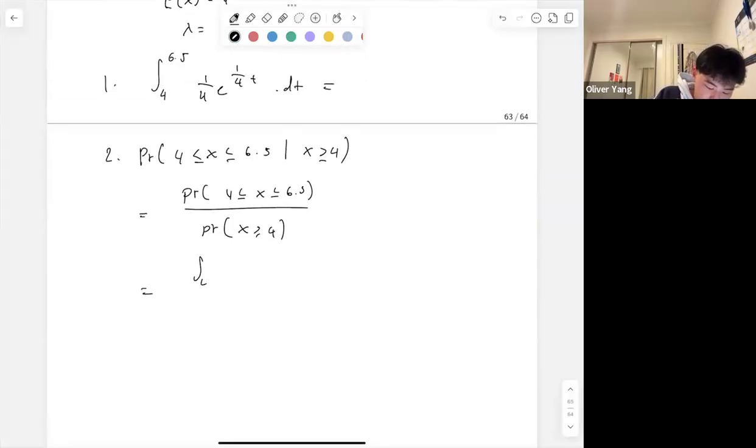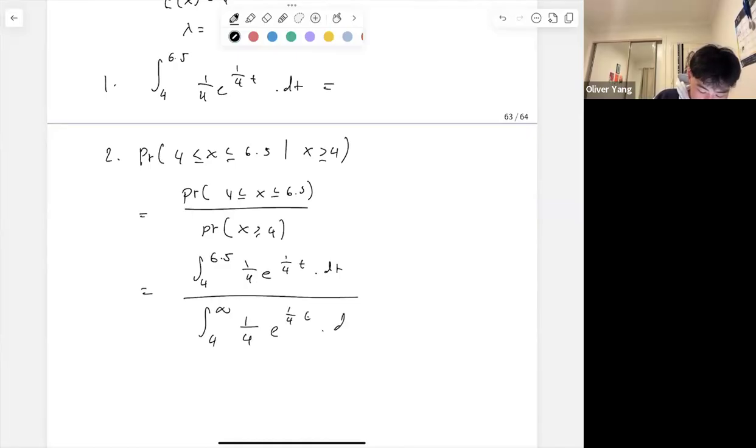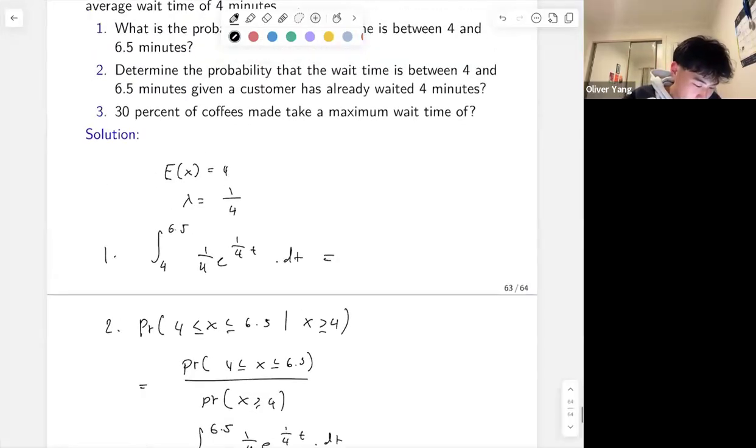So it's just going to be the integral from 4 to infinity of 1 over 4 e to the negative 1 over 4 t. Right? Yeah. And then basically whatever this is as an answer. Right? Cool.